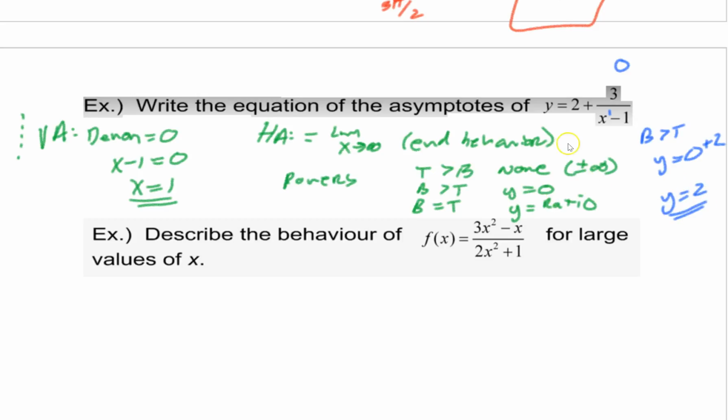The thing with the limit, right? If you're taking the limit at infinity, remember you just plug it in. And then you go up, it's 3 over infinity, which is 0 basically. 0 plus 2 is 2. It's the same idea, just like doing limits at infinity. So that's the vertical and horizontal asymptotes.